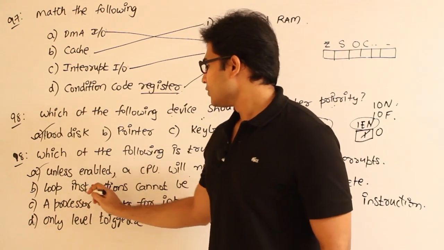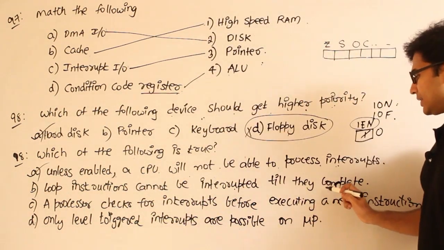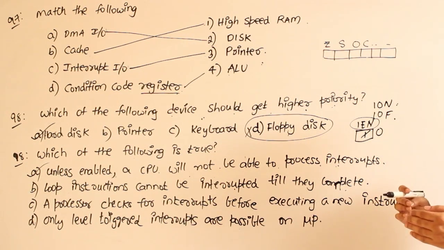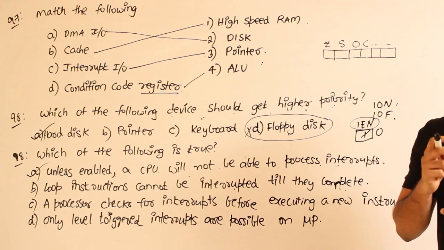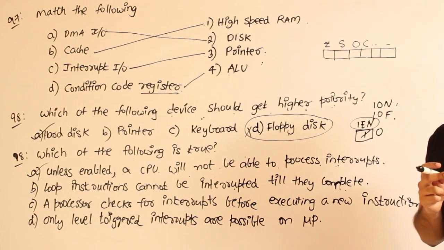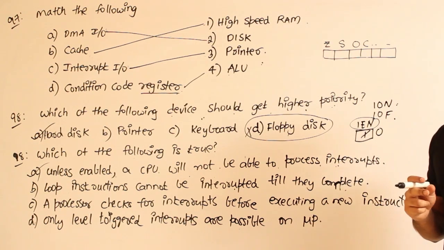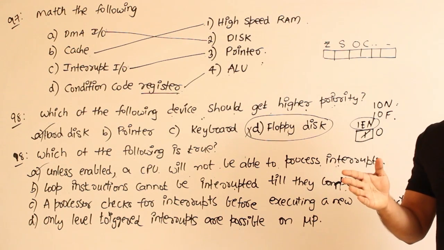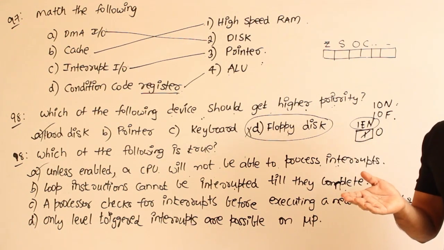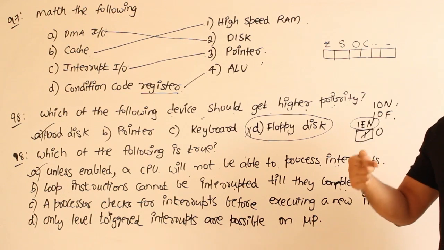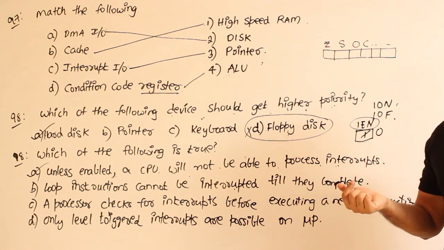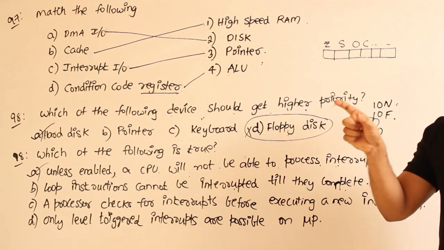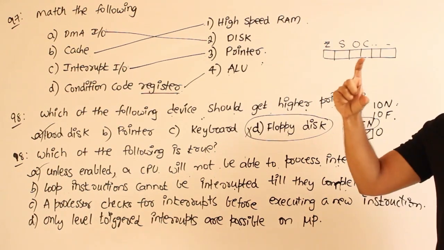And next one is, loop instructions cannot be interrupted till they complete. So what about loops? A loop is a sequence of instructions which will be executed over and again. But if you look at the way our interrupt system works, every loop will contain instructions, and after executing an instruction completely, after finishing an instruction cycle, at the beginning of every fetch cycle we check for interrupts. Therefore, interrupt processing will be done by taking one instruction as a unit, not a loop as a unit.